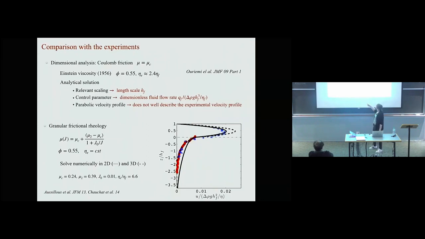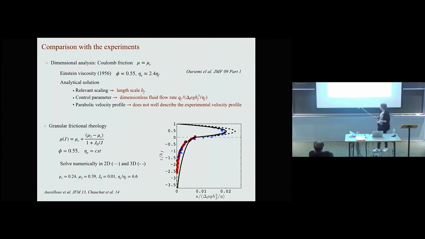And the control parameter is a dimensionless fluid flow rate based on the fluid flow rate and the fluid thickness. And another thing is that we found a parabolic velocity profile inside the mobile layer. So if we look at the scaling, they are really the good ones. It scales the particle flux. But now, if we are looking at the detail of the velocity profile, it is not parabolic. So we cannot have the detail of the profile if we use a Coulomb law. That means we need to use something more complex.